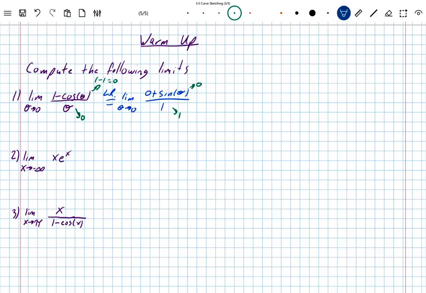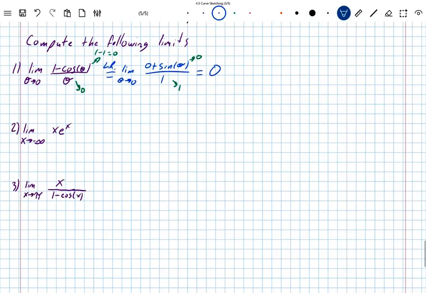Please do not do L'Hopital's rule again. You'll be in a lot of trouble here. That is not indeterminate form. That is our good friend 0 over 1, also known as 0. How nice is that? Thanks, Bernoulli, for selling that to L'Hopital.